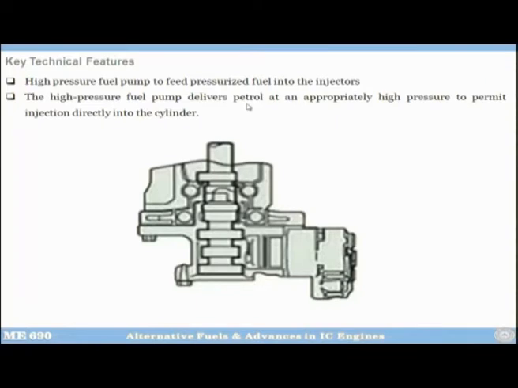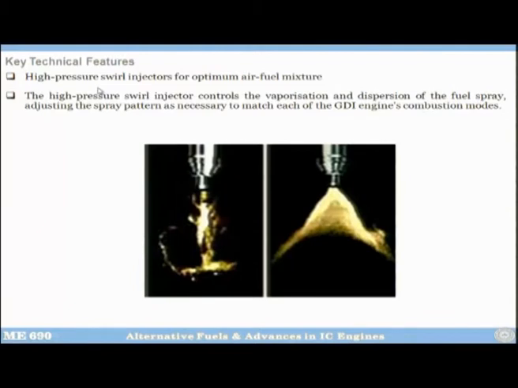So, the high pressure fuel pump delivers the fuel at an appropriately high pressure, which is certainly higher than 3 bar, and it varies from 100 to 200 bar, directly into the engine cylinder, either in the intake stroke or at the end of the compression stroke. Okay. So, this is the third key technical feature of the 5 special features of the GDI engine. The fourth key technical feature is that you use a high pressure swirl injector for optimal air fuel mixing. So, you see what you want is that when you are injecting the fuel, you want it to mix with air.